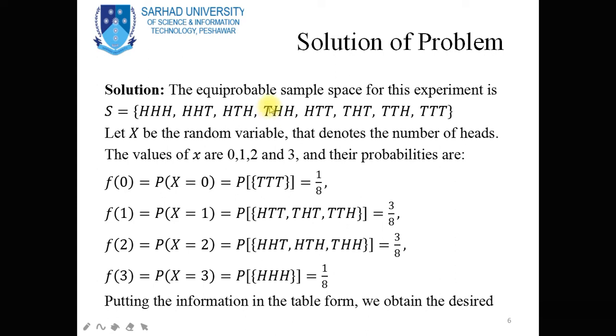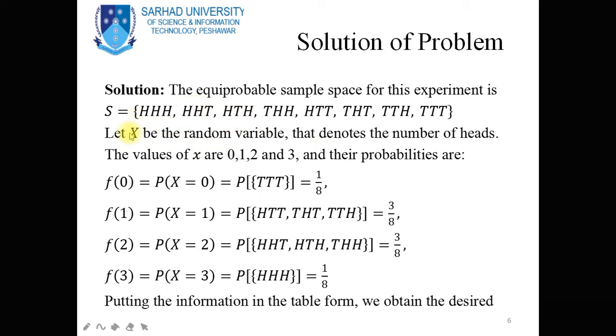Maybe we obtain tail, tail, head and head, and similarly head, tail, tail; tail, head, tail; tail, tail, head; and maybe we obtain tail all three times. So these are the possible outcomes for the sample space. Now in this sample space, our random variable is denoted by capital X, and this capital X is the random variable that denotes the number of heads in this sample space.